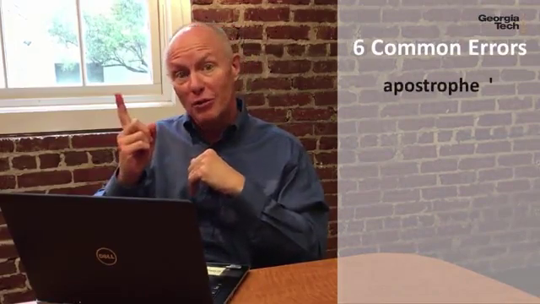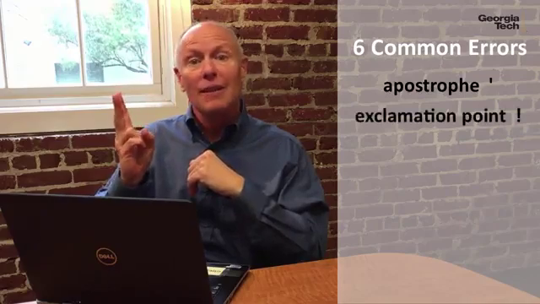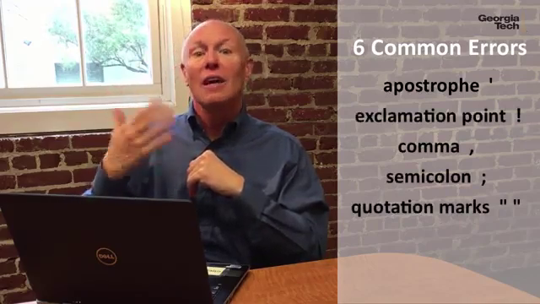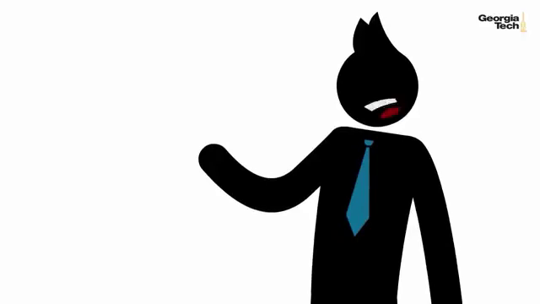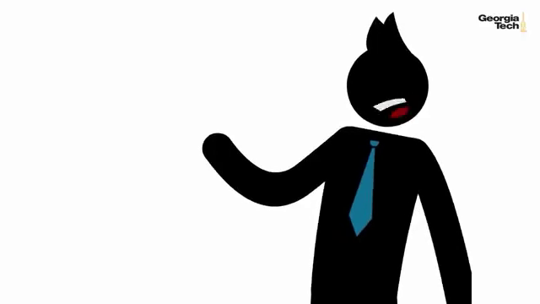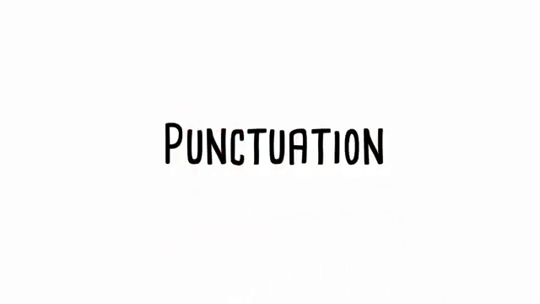As for punctuation, I want to focus on 6 errors that are most common and easy to see quickly. These 6 are the apostrophe, the exclamation point, commas, the dreaded semicolon, quotation marks, and finally emoticons or text symbols. Before we go into the details of each of these, let's quickly test your knowledge. Good job! Now let's get into the details of punctuation.